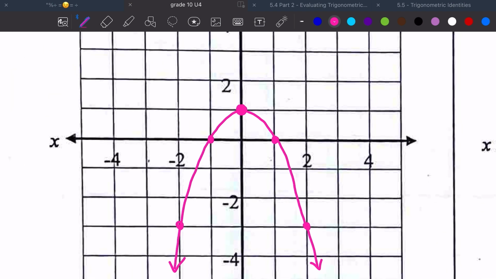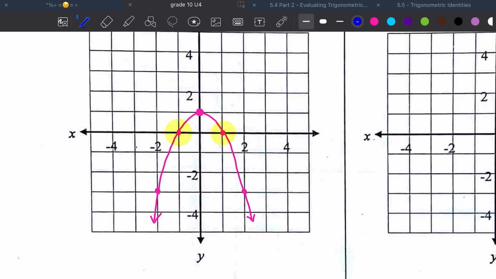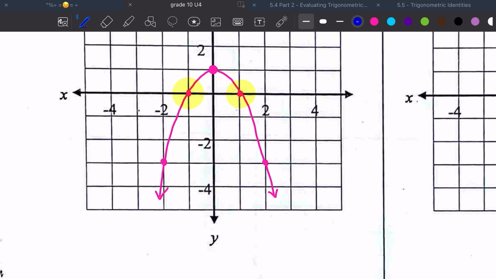Perfect, right? My solution, or what it's asking me to find from graphing, are these 2 points here. Where am I crossing the x-axis? What are my x-intercepts, looking at the graph? -1, and what's my second one? Because I've got 2 points. +1. Those are your 2 solutions. That's all you're stating.